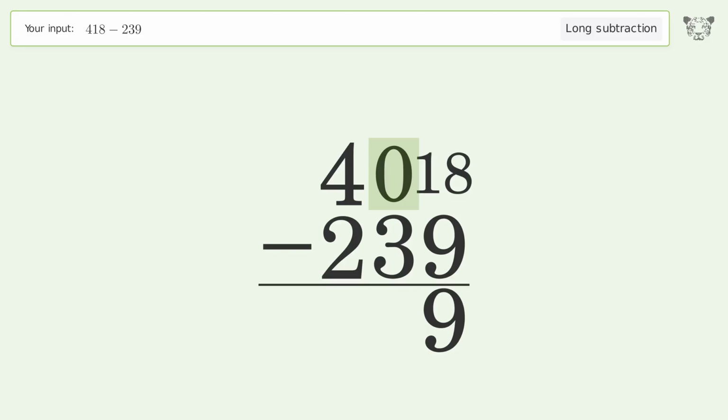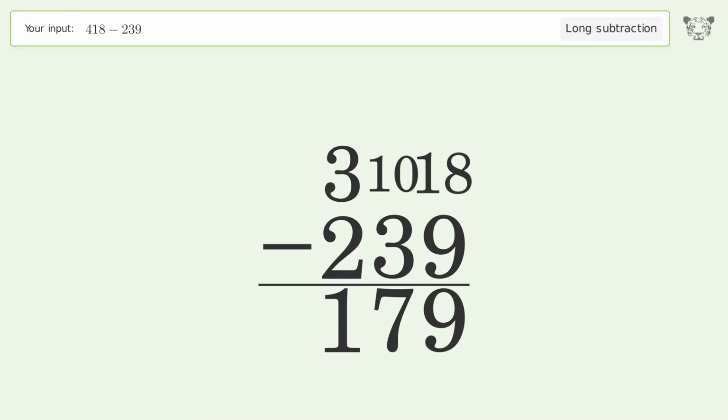Because the upper digit, 0, in the tens column is too small to get a positive difference, borrow 1 from the digit, 4, in the next number place which becomes 3, and get 10. 10 minus 3 equals 7. 3 minus 2 equals 1. And so the final result is 179.